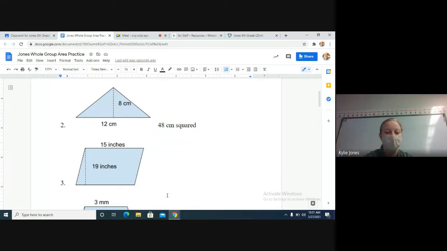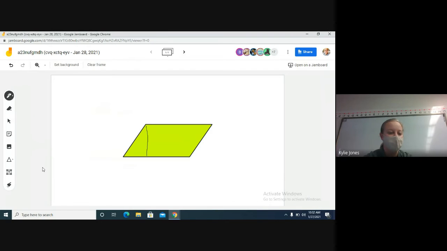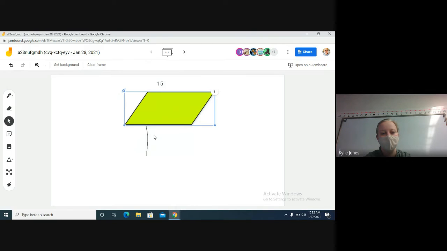That's me trying to draw the height. 15 and 19. I'm going to move it up here a little bit though. So we have 15. Does anybody know if it was 15 centimeters, meters, inches? It's 15 inches. Okay, now Dallin, you can erase that line that I left down there. Thank you. So 19 inches.